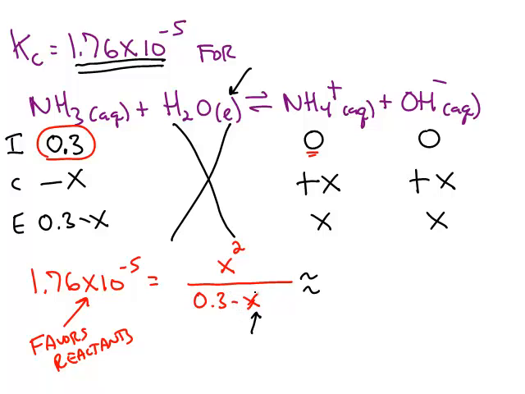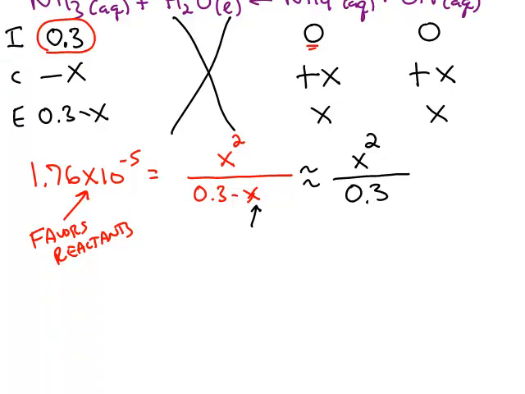The assumption is going to be that x is negligible compared to 0.3. That'll make our denominator, instead of 0.3 minus x, simply 0.3. The numerator is still x squared. This is a lot easier of an equation to solve because I can get x squared by itself by cross multiplying. So I bring the 0.3 over to the left.